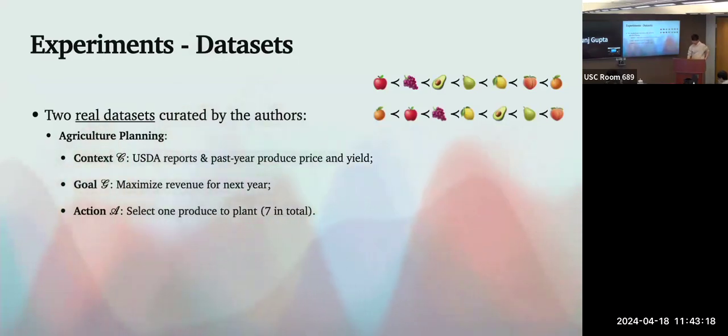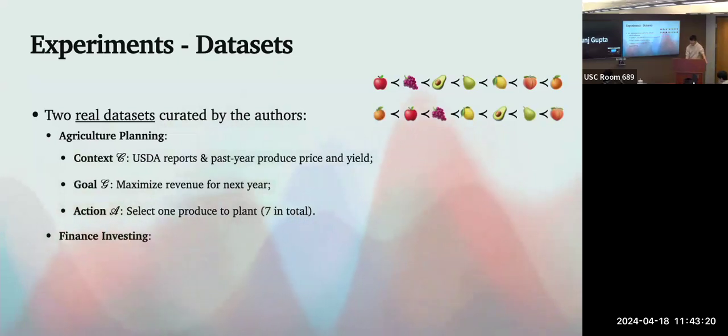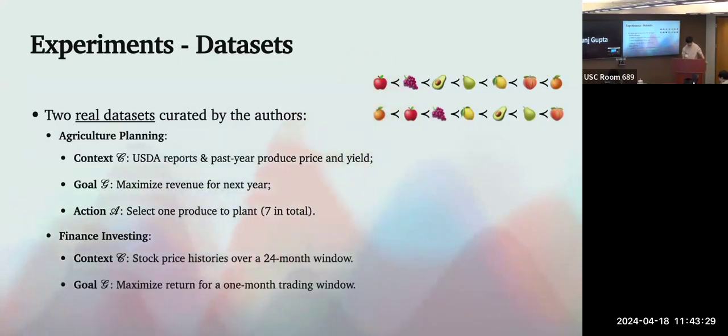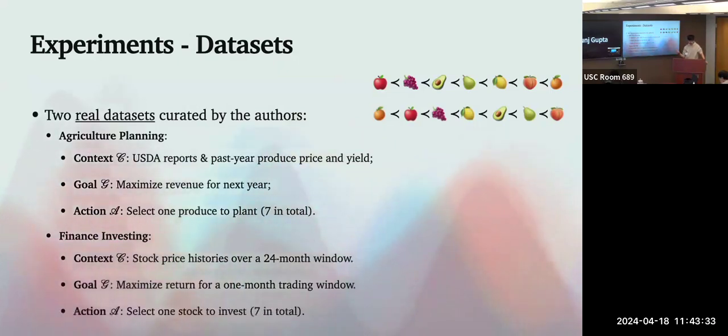Sounds good, thanks. Yeah. And we also have finance investing. I would assume that this is much easier to explain than the agricultural planning. So we have stock price histories over a 24-month window, and we have a goal of maximizing return for a 1 month trading window. And just to mimic the setup of the agricultural planning, we have one stock to invest, and we choose one stock to invest, and there are 7 in total.